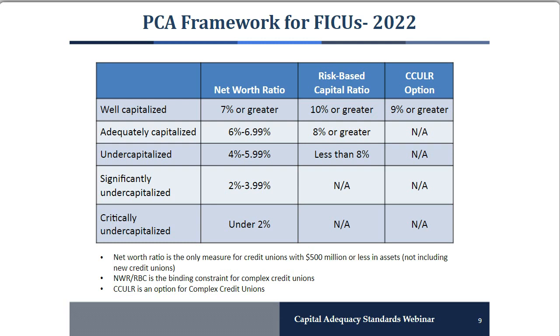If a credit union becomes less than adequately capitalized for reasons other than share growth, it must still submit a net worth restoration plan under the requirements in NCUA's regulations. These temporary measures will remain in place until March 31, 2023. Just as a program note, the remainder of this webinar will primarily focus on the complex credit union requirements for risk-based capital and CCULR.